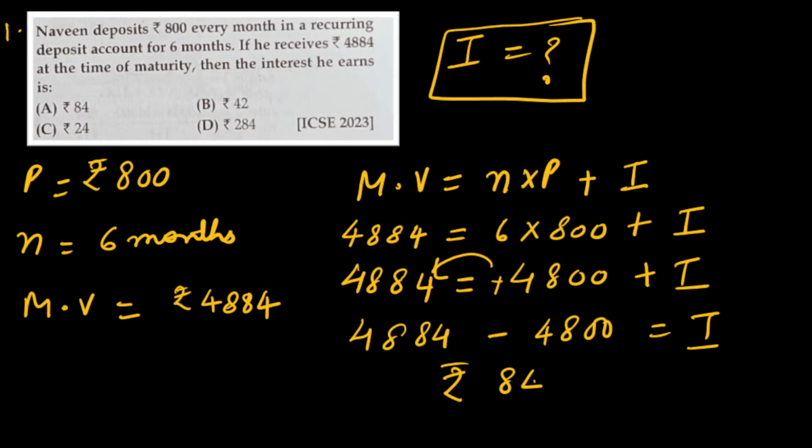So interest earned is equal to rupees 84. So option A. Prakriti has given the answer along with me. Very good. I want you to solve the questions along with me, then only you will understand better. So 84 is the answer to the first one.